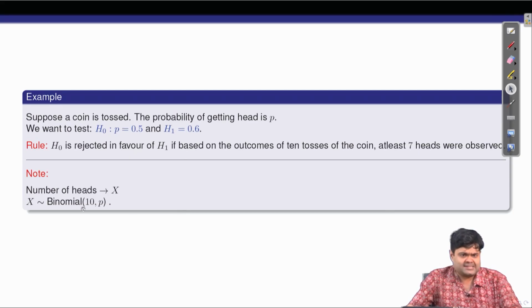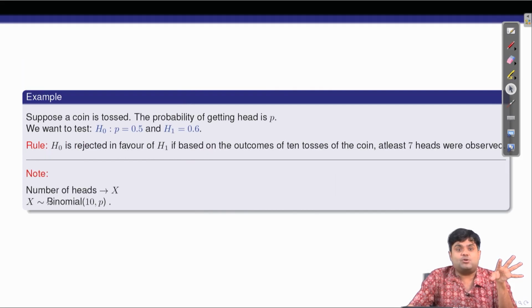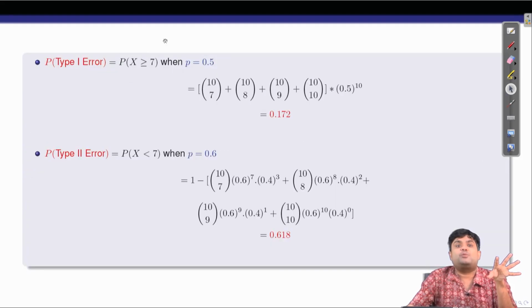Number of heads here is x. As you can see, you are counting the number of heads out of 10 tosses, and the head probability, suppose, is p. So, this is binomial(10, p). What is type 1 error? It is the probability of rejecting the null hypothesis p = 0.5 when the probability is actually p = 0.5, that is, when it is binomial(10, 0.5). What is the probability of getting x greater than or equal to 7? You can calculate that; here it is 0.172.